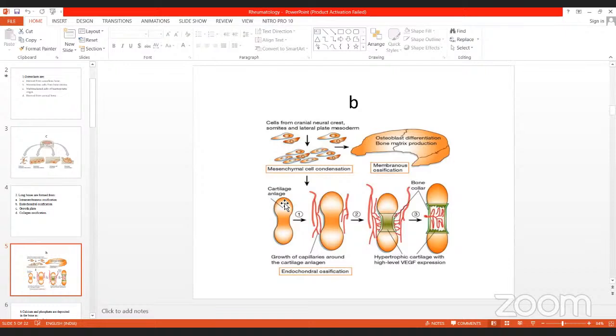So the third question: calcium and phosphate are deposited in the bone as calcium phosphate.